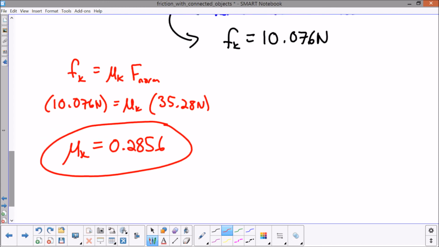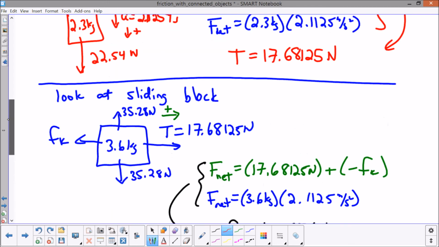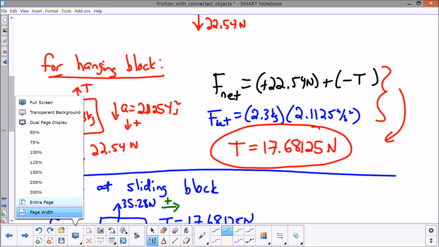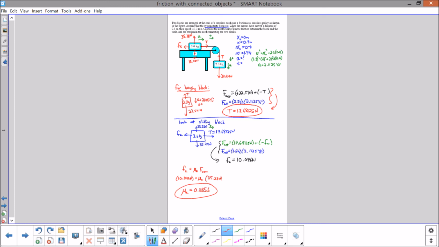And so those were the two things that we were asked for. We were asked to find this coefficient of friction between the block and the table, and we were also asked to calculate the tension in the cord connecting the two blocks. Again, looking at this, there were several pieces to this. One of the pieces was going through and looking at kinematics to get the acceleration, and then it was applying Newton's second law to each of the individual objects to solve for an unknown force.